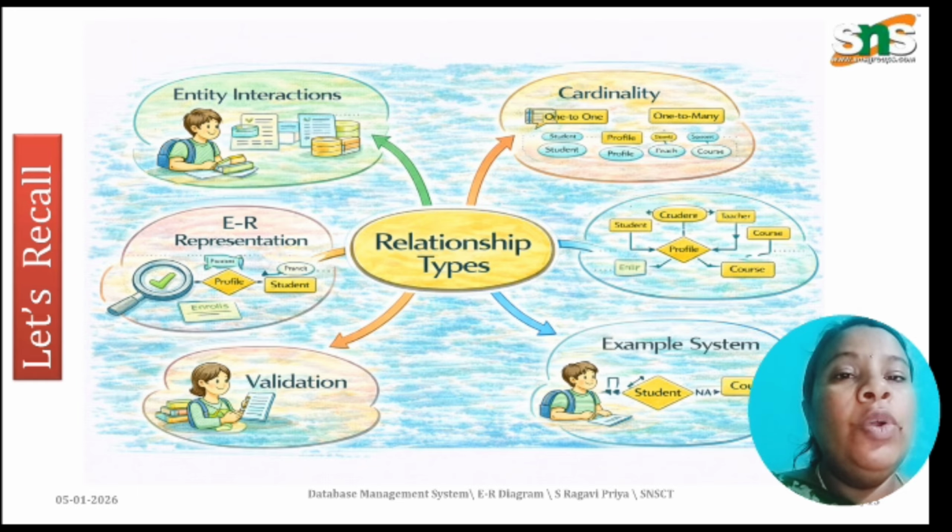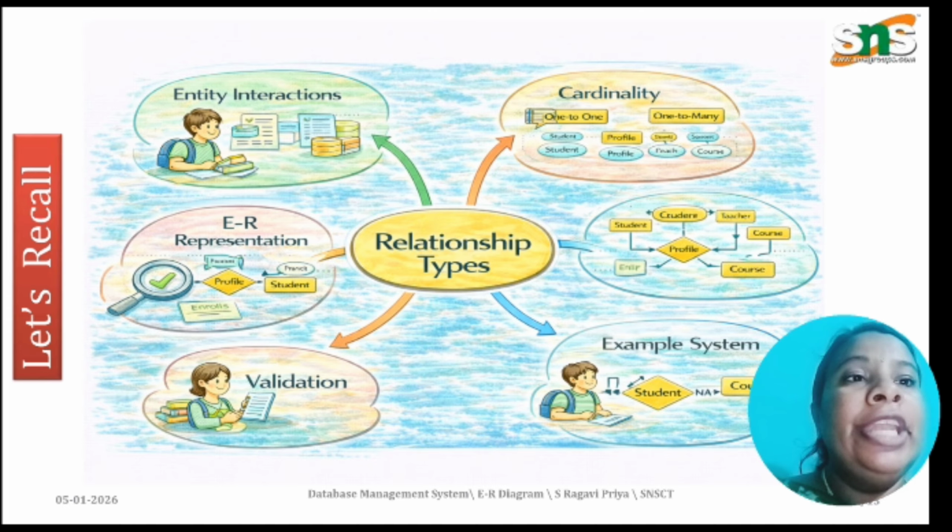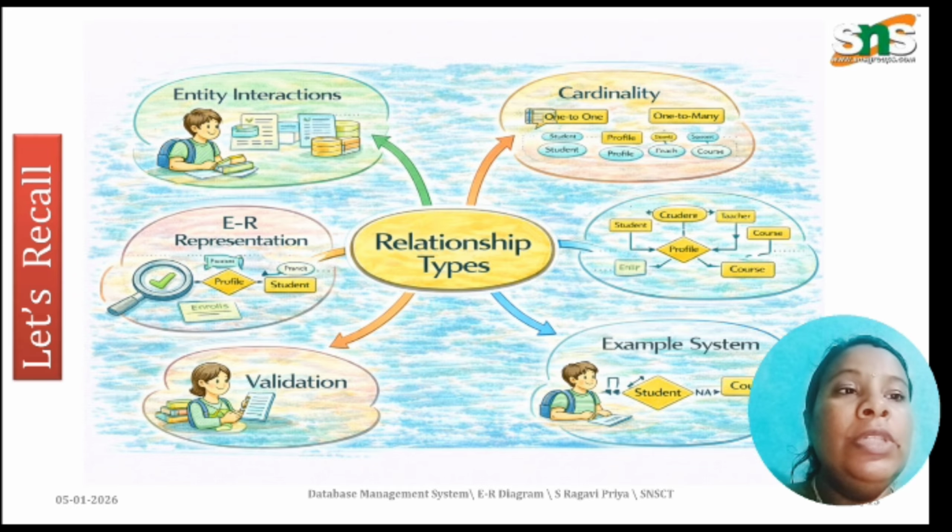So let's recall the previous topic. We have seen about relationship types: entity interaction, entity relationship representation, validation, then cardinality under relationship types. So the number of tuples available in the database management system, that is the number of entity sets representing each entity, is what the cardinality is. Next, example system: student enrolls in a course.